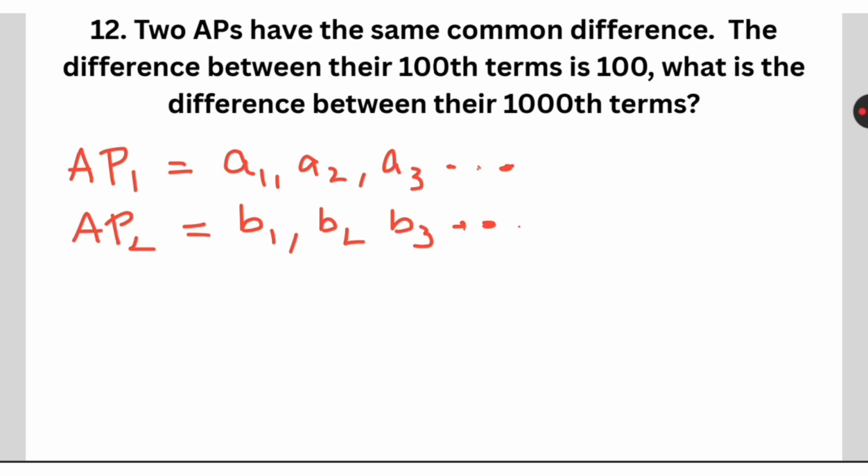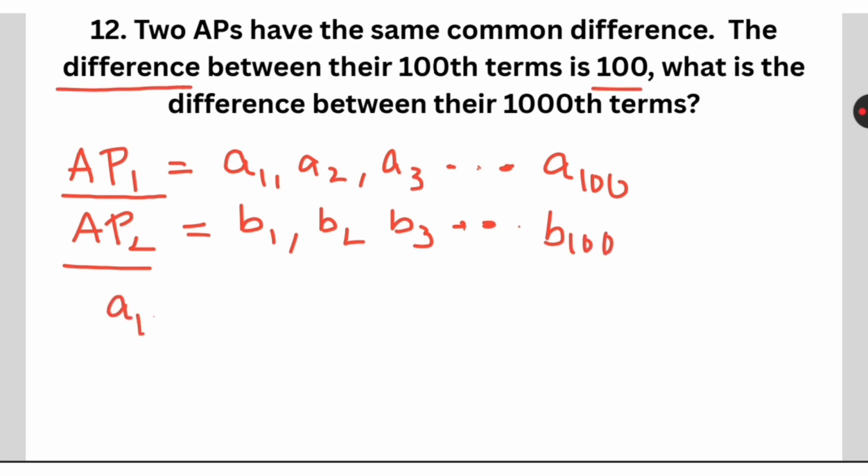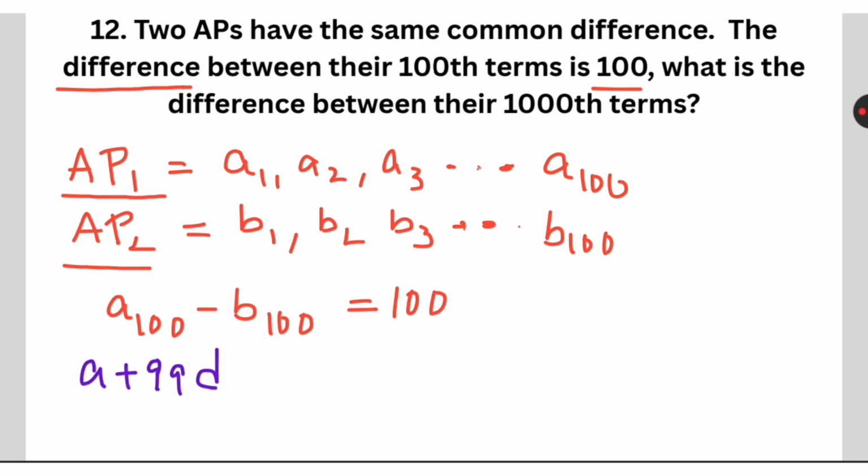The difference between the 100th terms is 100. So that means for this AP the 100th term is A100, and for the other AP the 100th term is B100, and the difference is 100. That means A100 minus B100 equals 100. A100 is nothing but A plus 99D, isn't it? They have the same common difference, so no need to write D1 for AP1 and D2 for AP2, because they said these APs have the same common difference.